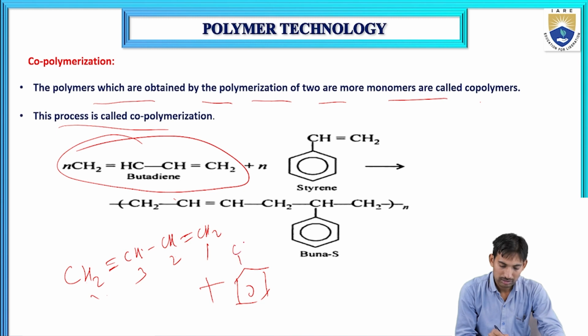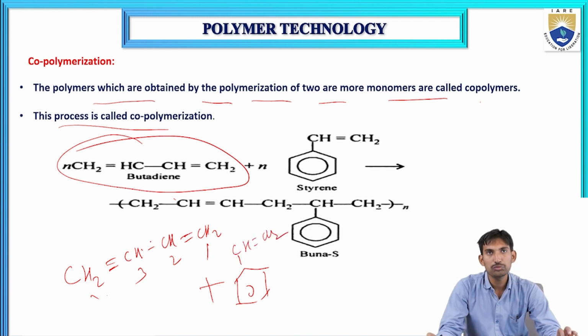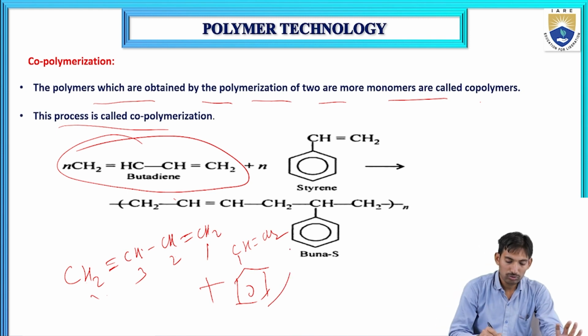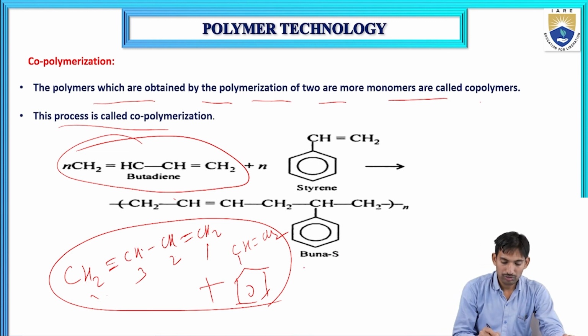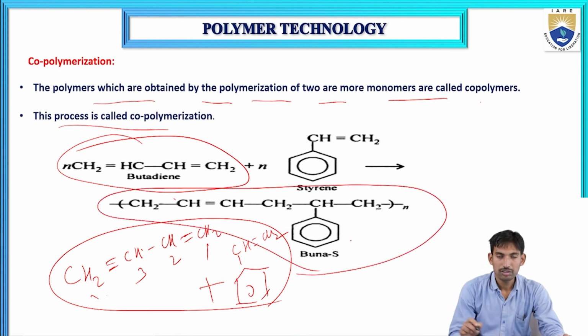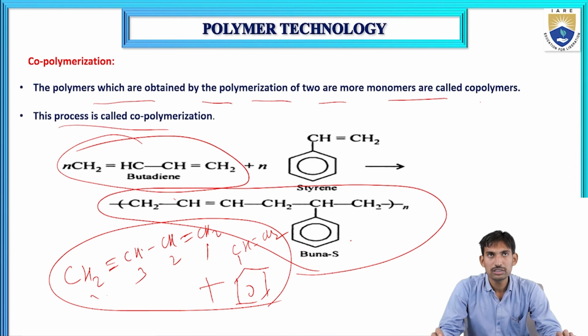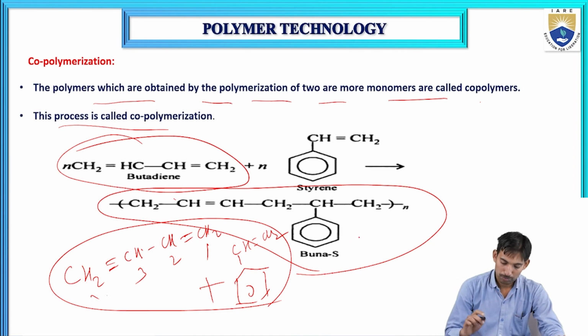Styrene is CH=CH2. One type of monomer is butadiene, another type of monomer is styrene. These two molecules undergo polymerization and form Buna rubber. This is the example for copolymerization.